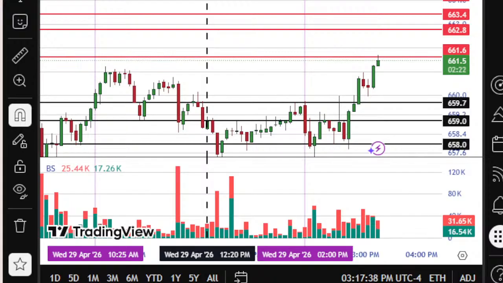Because guess what? The chart doesn't care that you were inside of a trade. The chart doesn't care that it was previously doing something. It doesn't care that you think it should do something. All it cares about is what it's doing right now. So you're going to hear me repeat that. What is the market doing right now?